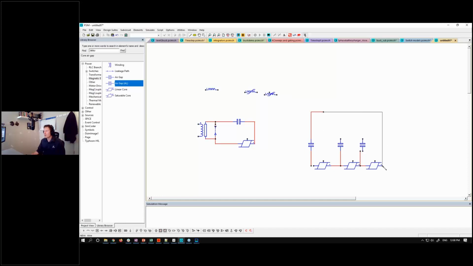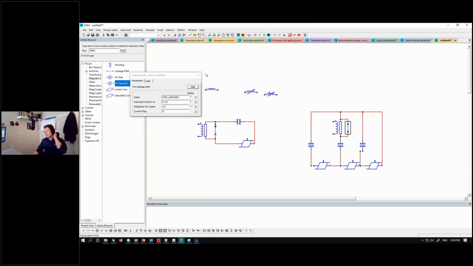We could wrap that around, pull that up. So here we've got our magnetic structure. We've got an E-core, and we could add in our winding here with a proximity. So this is the leakage path, sorry. So we can do stuff like that. You can build up your custom magnetics like this.